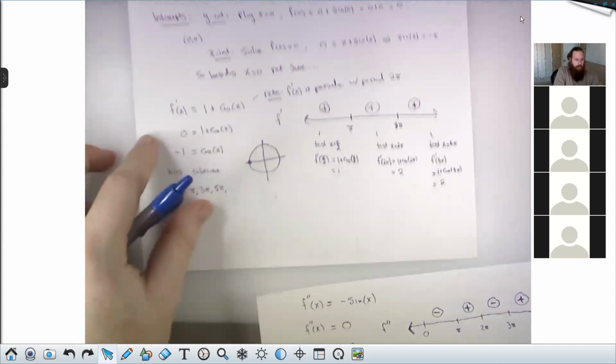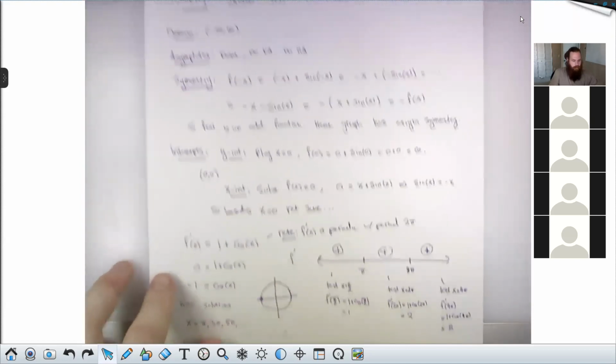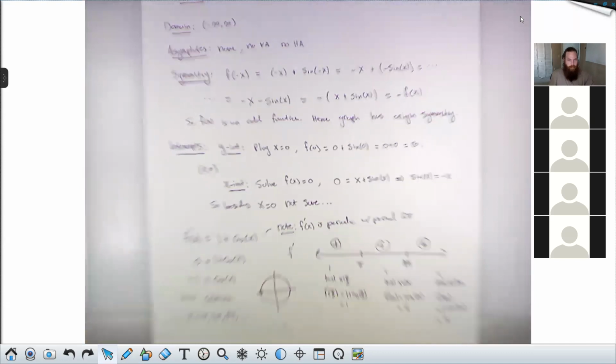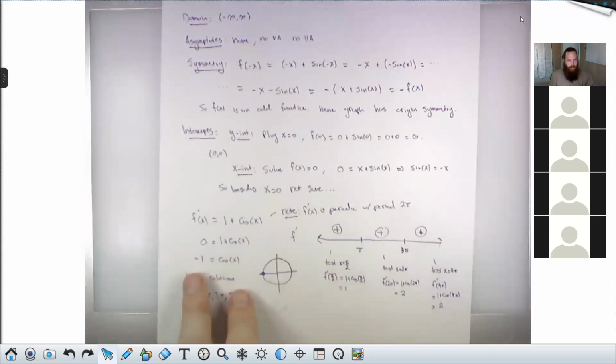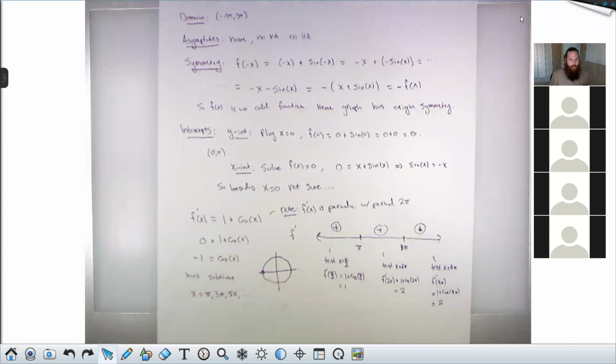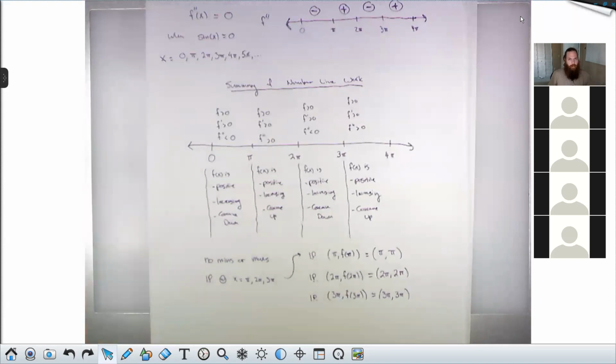Okay, so here, if you're taking screenshots, here's page 1. We find our domain, and there is our F primed work and our F prime number line. And then here is our F double primed work and our summary number line.